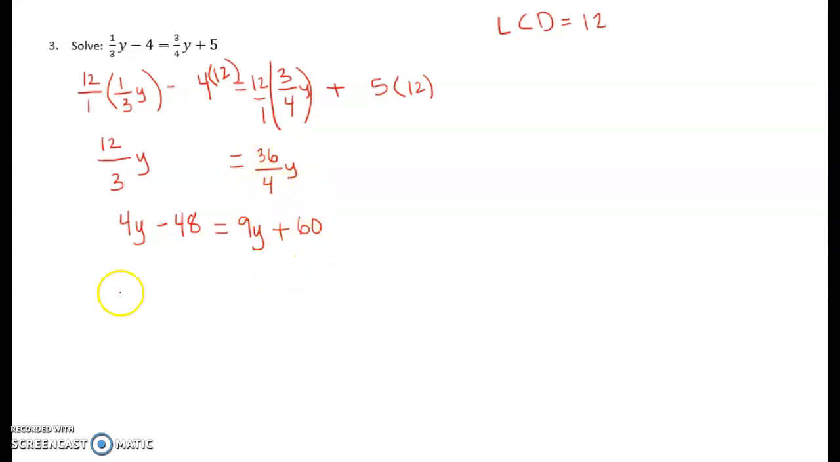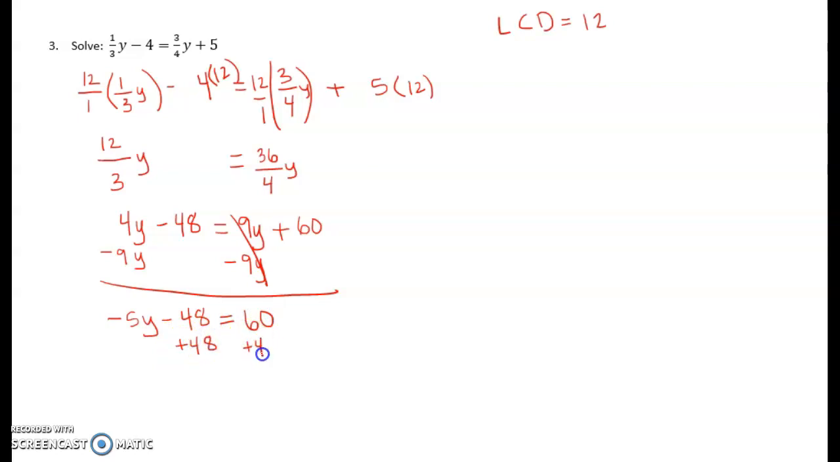But then we've got this equation down here. So we want to get our constant terms on the same side and our variable terms on the same side. So I'm going to go ahead and minus 9y over, get our constant terms. That one will be gone. We'll have a negative 5y minus 48 equals a positive 60. We're going to add 48 to each side. So we'll get negative 5y equals 108.